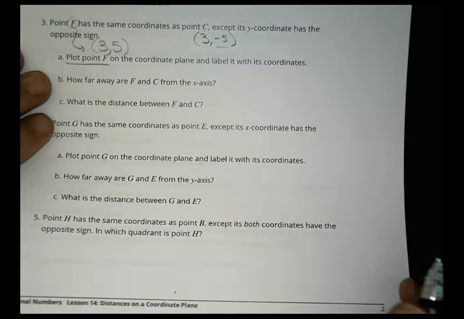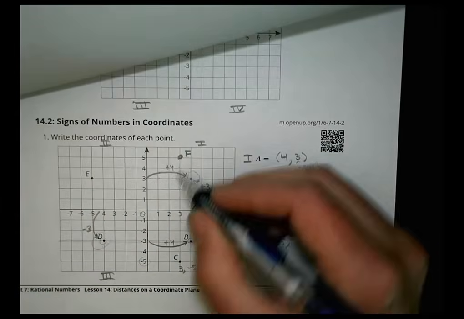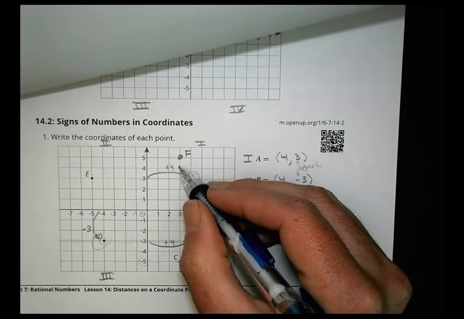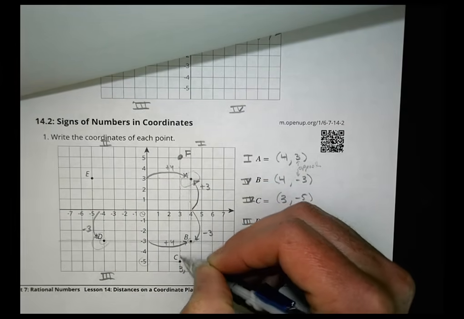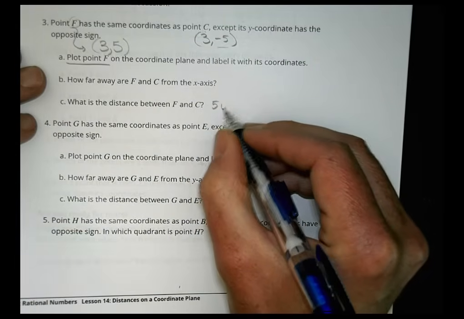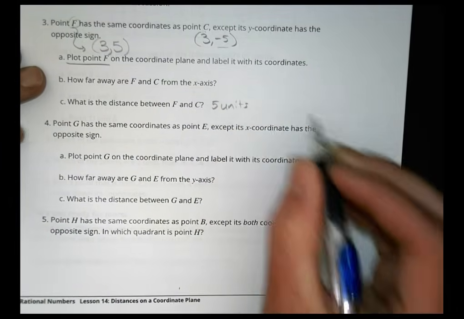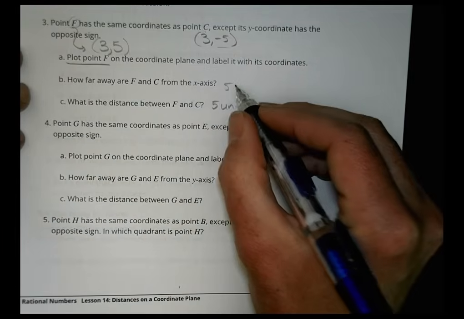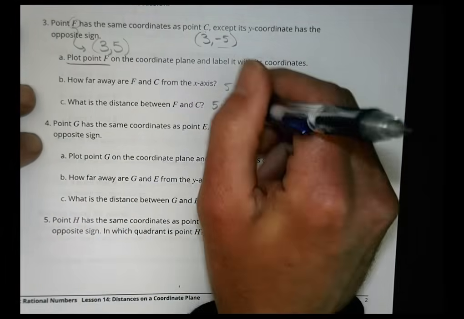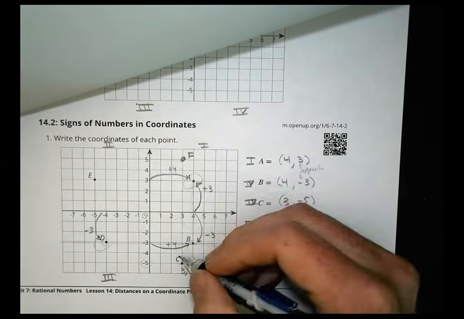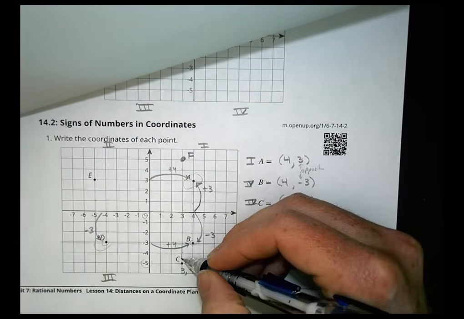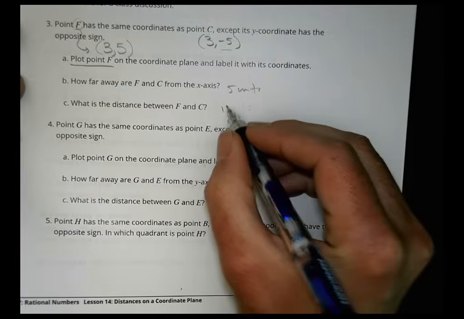How far away are F and C from the x-axis? Well, the x-axis is here, so it's going to be 1, 2, 3, 4, 5, and this is 1, 2, 3, 4, 5. So we would say it's 5 units away from the x-axis. What's the distance between F and C? Now the distance is how far is it from F to C? And so it's 5 plus 5, which is going to be 10 units.